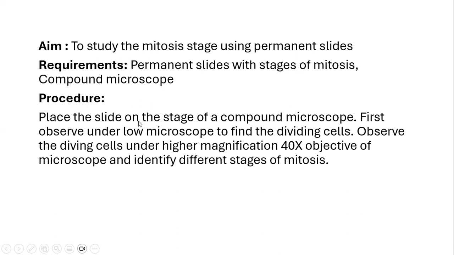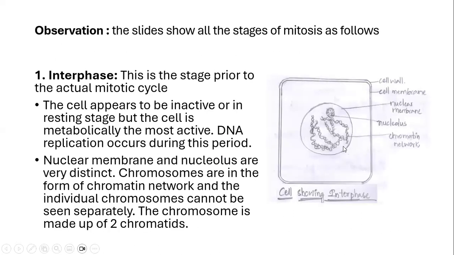Procedure includes placing the slide on the stage of a compound microscope and first observing the slide under low magnification so as to find the dividing cells. Once we find the dividing cells, we change the magnification of the objective lens to 40x and observe it under 40x magnification and identify different stages of mitosis. Coming to the observation, the slide shows different stages of mitosis which are explained as follows.